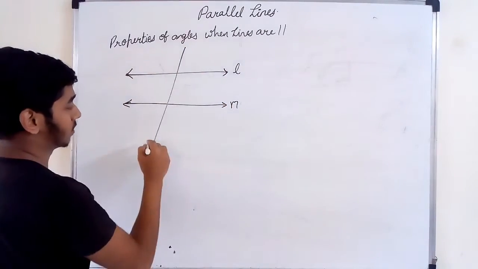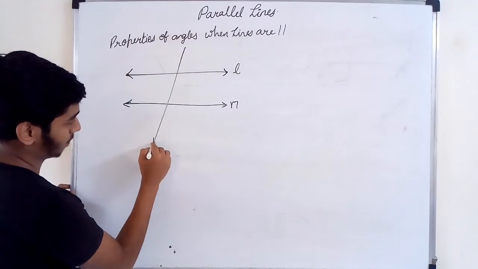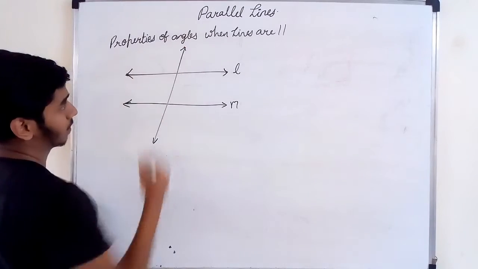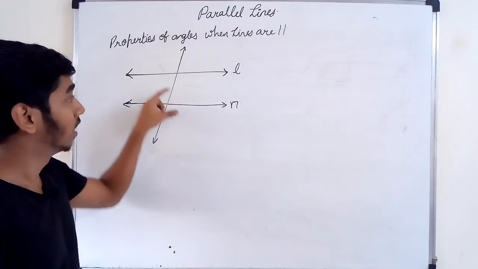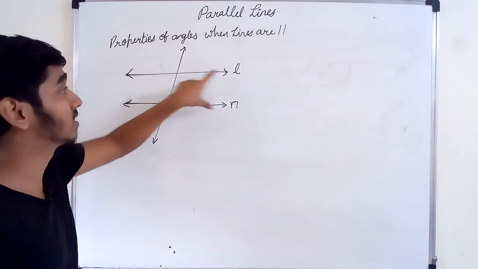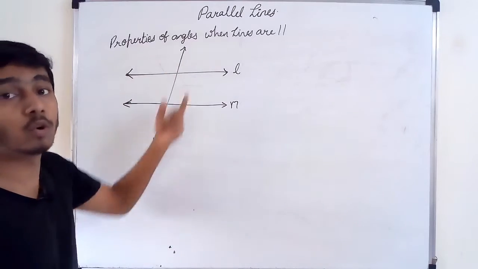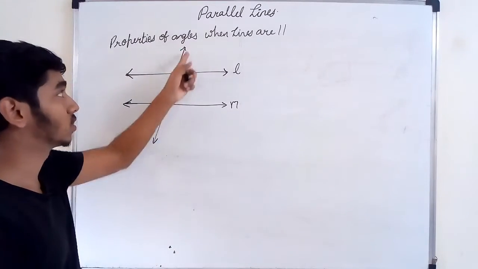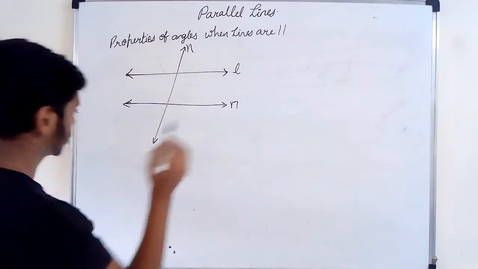Then this is the transversal. A transversal is the line which cuts the lines L and M, meaning which cuts two or more lines. So that is called a transversal. Let's name that as N.